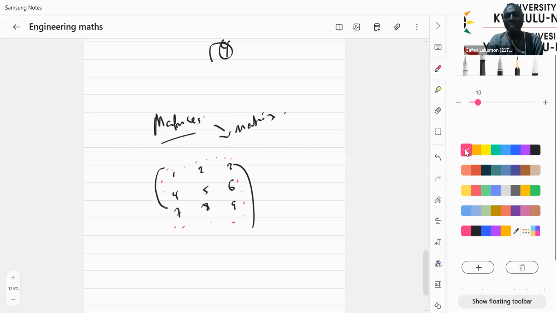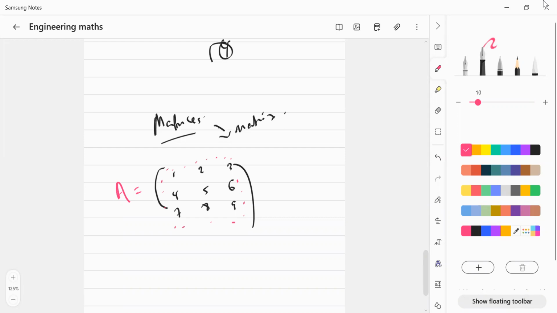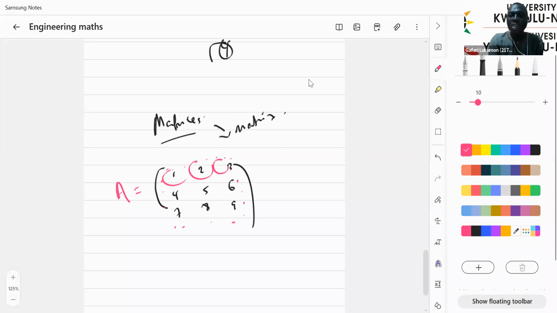So if that is clear, we denote a matrix by an uppercase letter. I hope you understand now. And all members of a matrix, for example 1, 2, 3, 4, all those numbers, are the elements of matrix A. I hope you understand that. So in essence, 1 here, 2, 3, all the numbers inside this are called elements of matrix A.